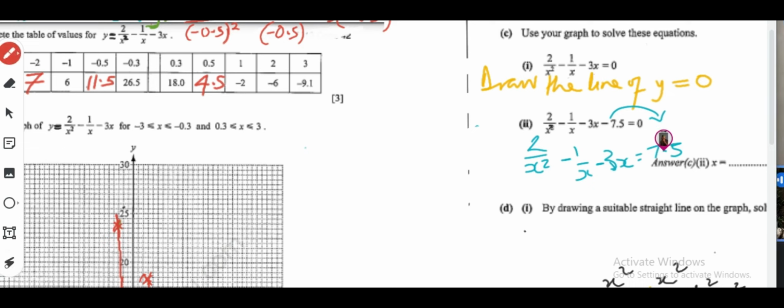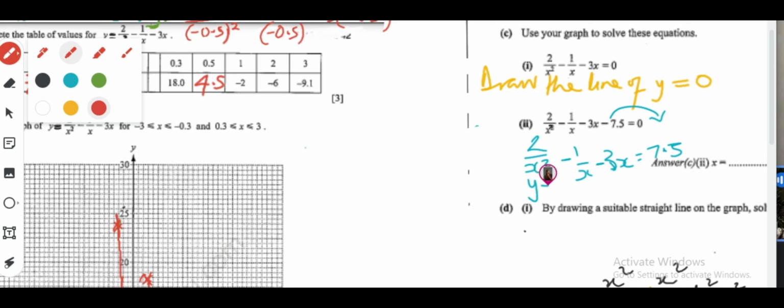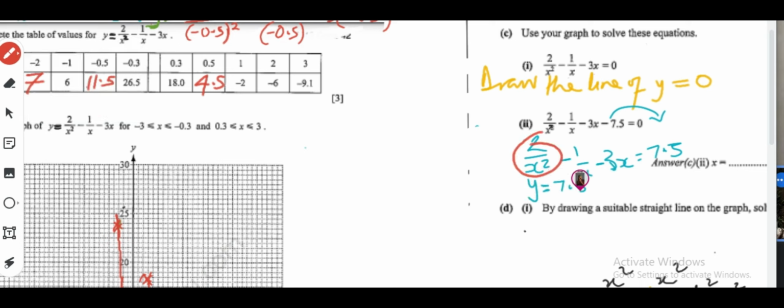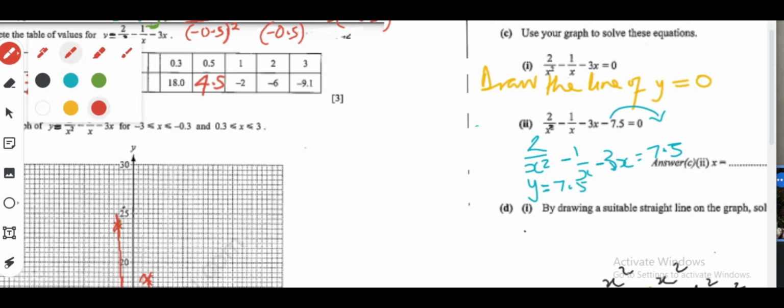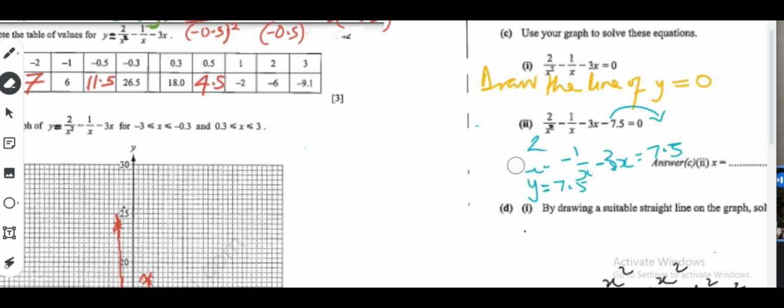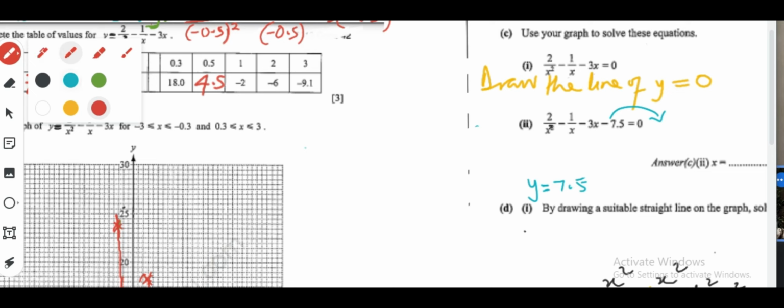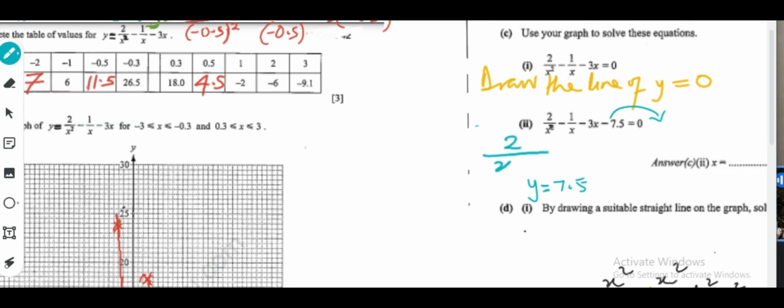So if you move that, it becomes 2 over x squared minus 1 over x minus 3x equals 7.5. Good. So let me just write it properly so that when you are reading it, you will see what you wrote. Two over x squared minus 1 over x minus 3x will be equal to, when this minus 7.5 is moved to the other side, it becomes 7.5.